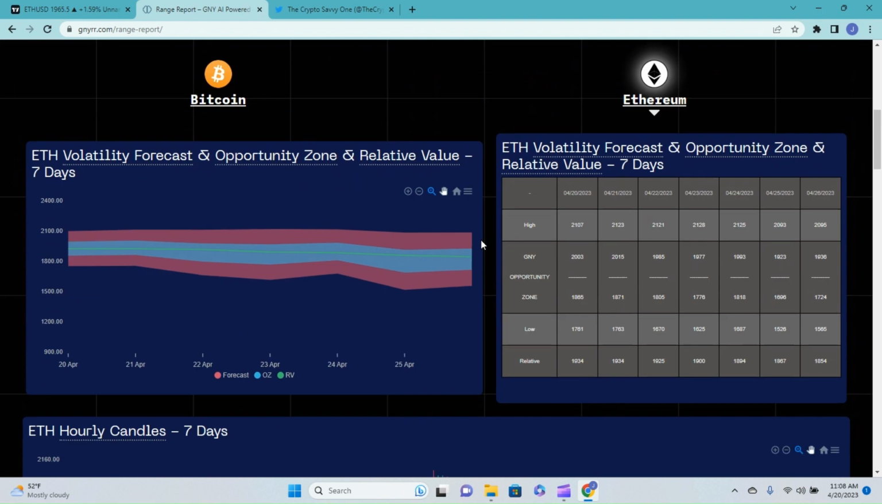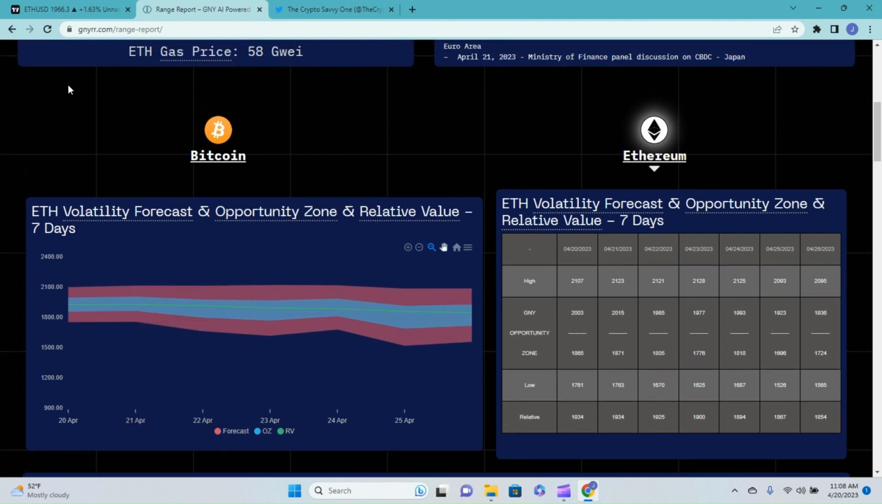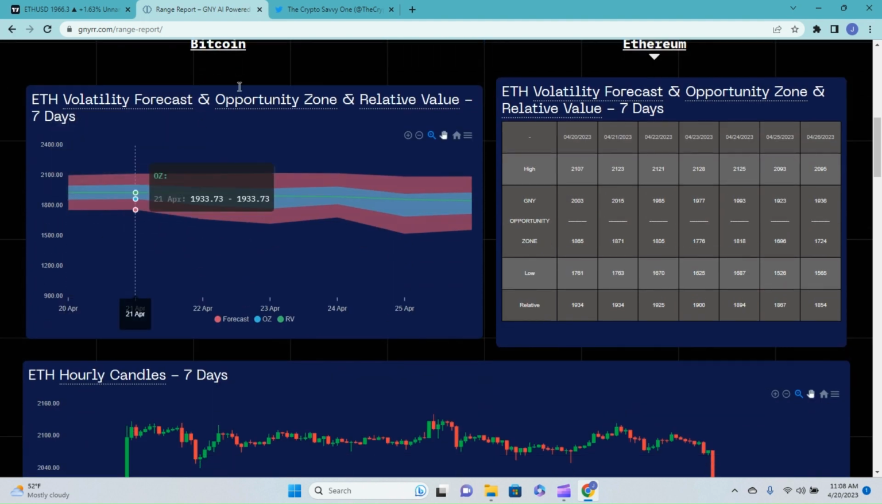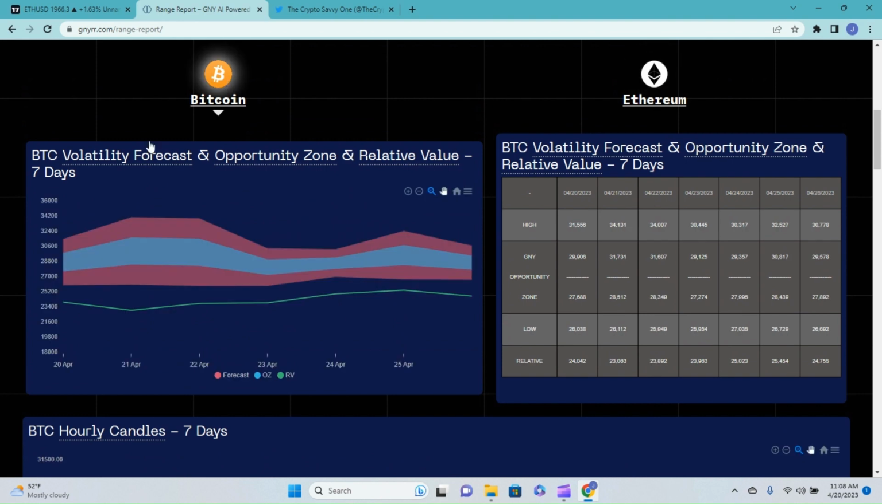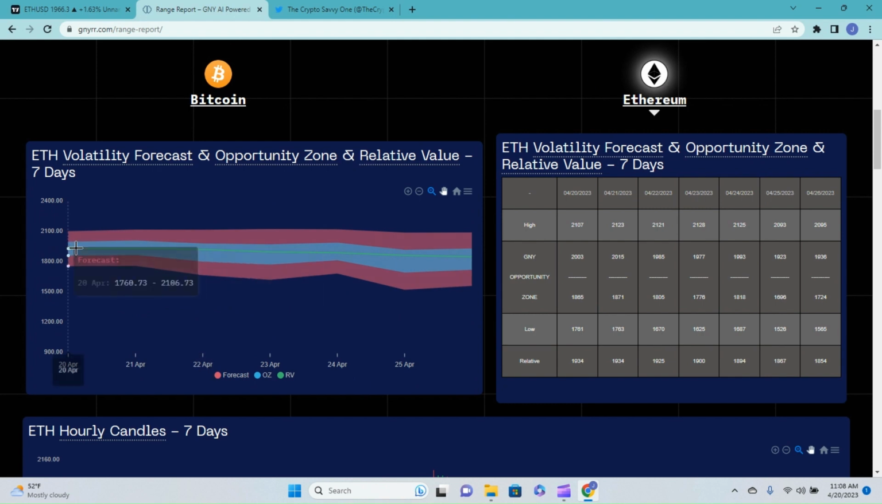Looking at Ethereum, make sure we're on there. And you can see, yes, this is a pretty good confirmation here. A pretty stagnant, very docile price movement. One thing I'm going to point out again is the placement of this relative value line. If you jump back to Bitcoin, you can see again that the relative value line isn't even touching anywhere within the forecasted price range, whereas with Ethereum, the relative value is pretty much smack dab in the middle of not only the forecast, but the opportunity zone at that.